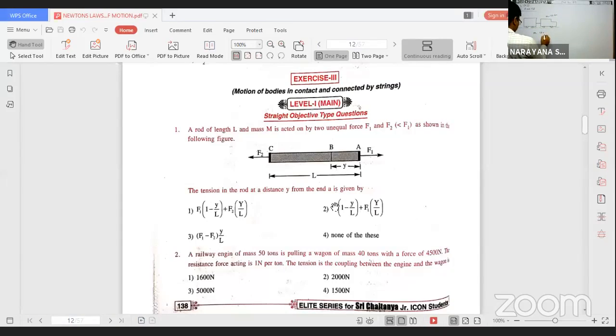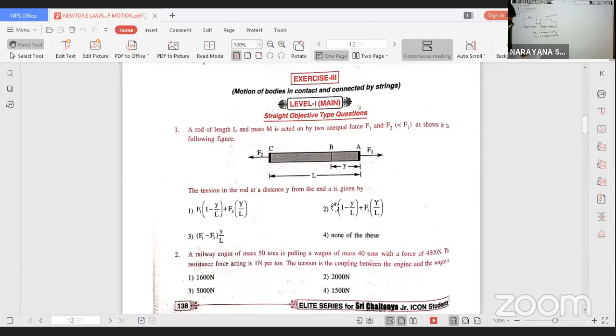1 ton means how many kgs? 1000 kgs, no? So 1 ton is equal to 1000 kgs. So M1 is equal to 5 into 10 to the power 4 kgs. It is the mass of the engine. The mass of the wagon, M2, is 40 ton, so 40 into 1000, that is equal to 4 into 10 to the power 4 kgs. Here the engine pulls the wagon by coupling. Of course, in between any two compartments, coupling is there, no?